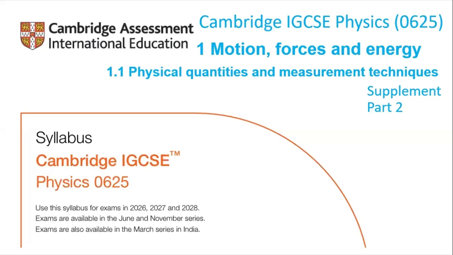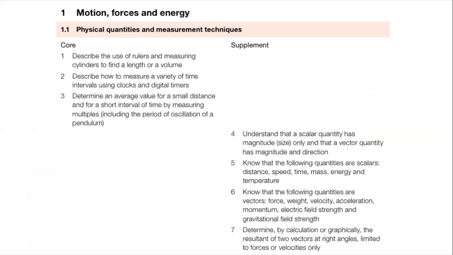Today we are going to talk about Cambridge IGCSE Physics 0625. First topic, motion, forces and energy. 1.1, physical quantities and measurement techniques. Supplement part 2. So we can see here the syllabus under the supplement part.